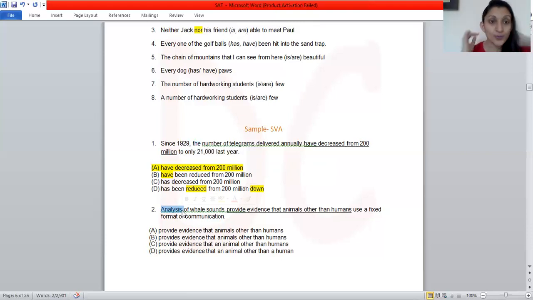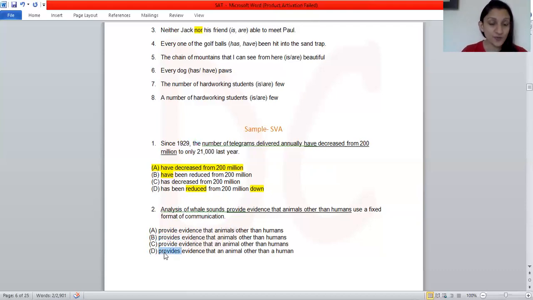So analysis of whale sounds provide or provides. Analysis is singular or plural? It ends with S, but it's still singular because you don't have multiple analysis. So analysis of whale sounds provides. Verbs with S are singular. So this goes away, this goes away. Verbs with S are singular, this B and D stay.